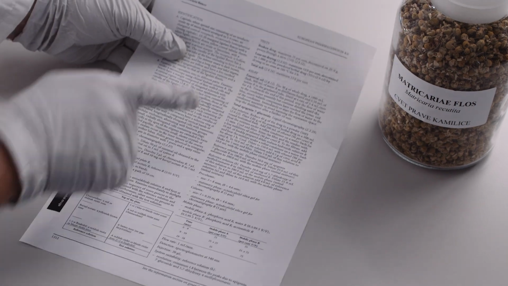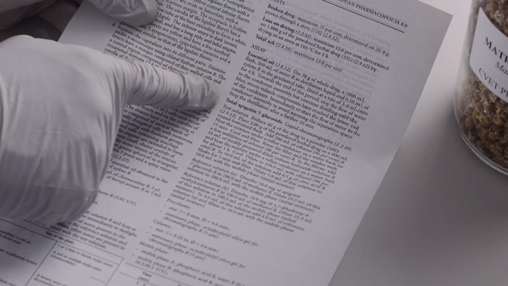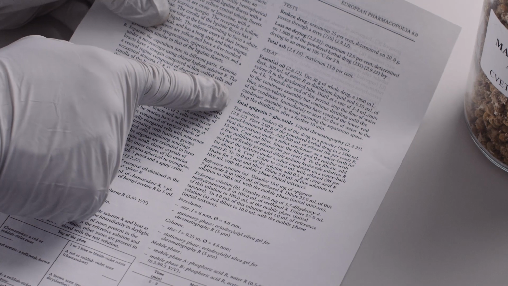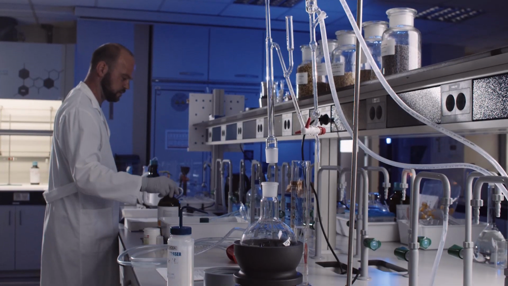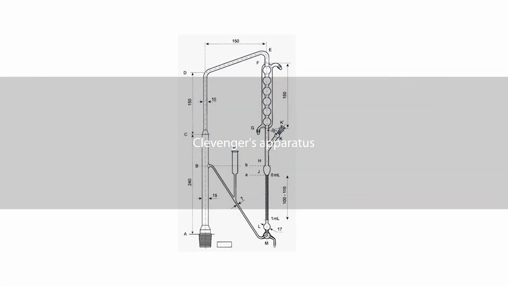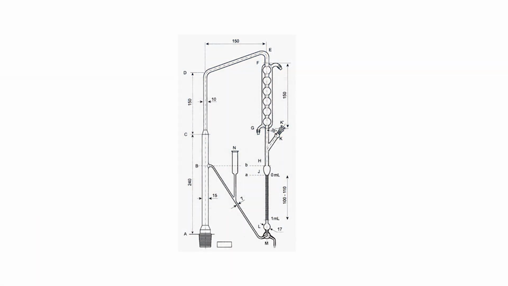Performing an analysis depends on the herbal drug. It is therefore necessary to follow the procedure prescribed in the pharmacopoeial monograph for the herbal drug analyzed. Herbal drugs are distilled using the Clevenger apparatus. This is not intended to obtain larger quantities of the essential oil, but to accurately measure its content.